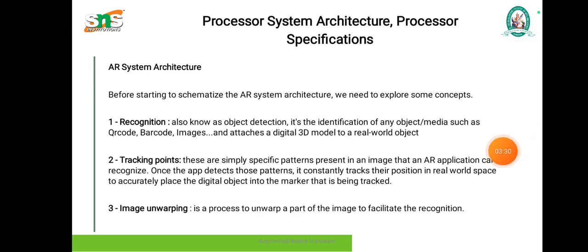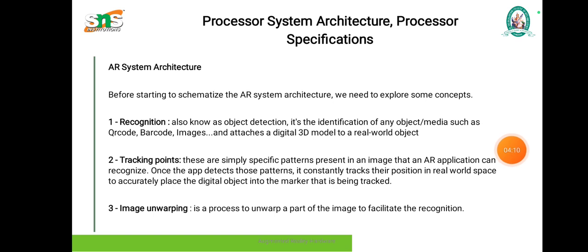And the next one is architecture. Before starting the AR experience, we have to follow some architecture concepts. First we have to recognize the content, the second one is tracking point, and the third one is image unwrapping. Recognizing is nothing but detecting and identifying objects with the help of QR codes, barcodes, images, or any kind of 3D models. So we have to recognize the object.